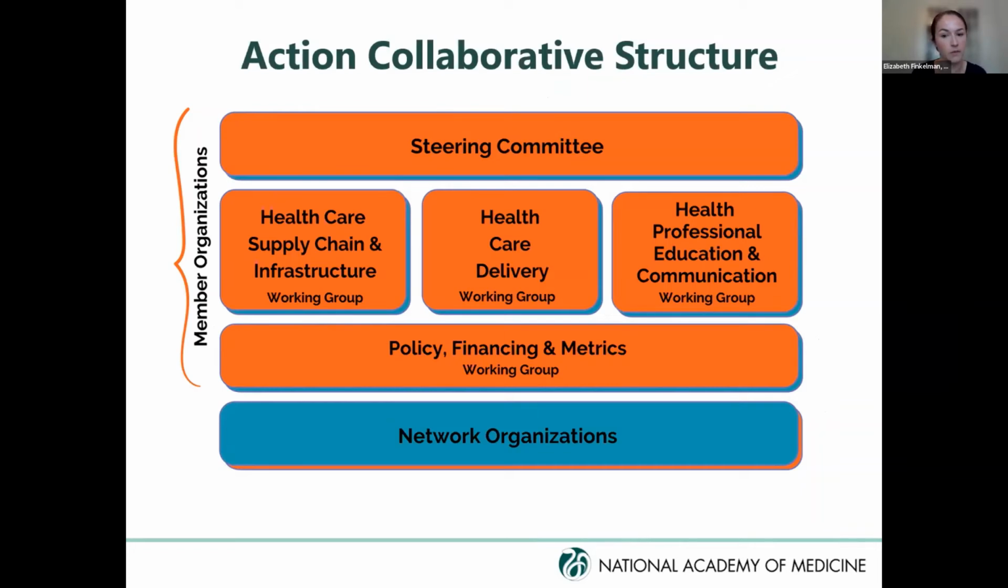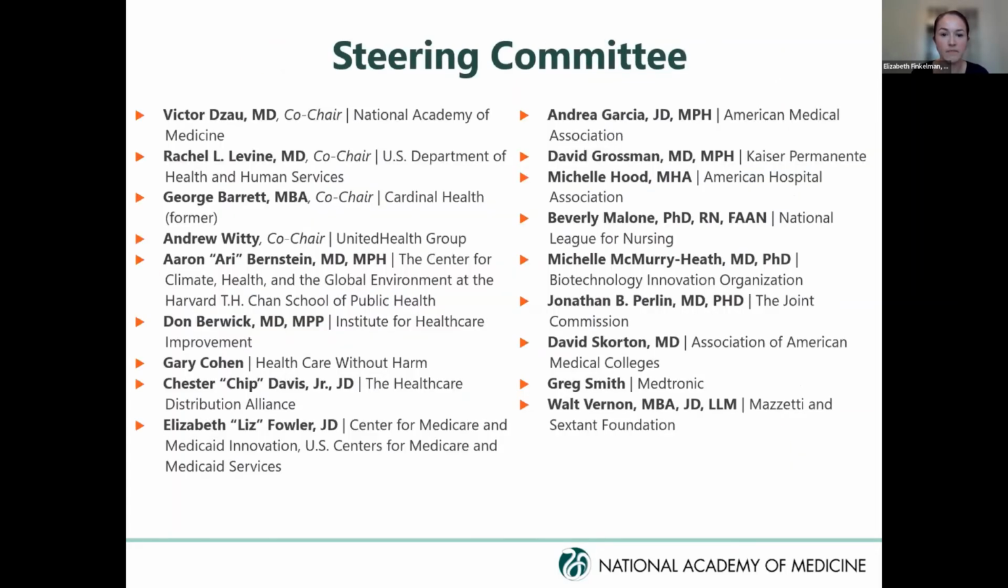And we also have network organizations to the Action Collaborative, who are essentially affiliate organizations. They don't participate in the day-to-day work of the Action Collaborative, but really serve to both help inform the work of the collaborative and extend the reach and impact of its work. To date, we have around 60 organizations participating in the network, but the opportunity remains open for people to join. If we go to the next slide, this slide just shows the membership of the steering committee to give you a flavor for the level of leadership and diversity of perspectives that are working together on this.